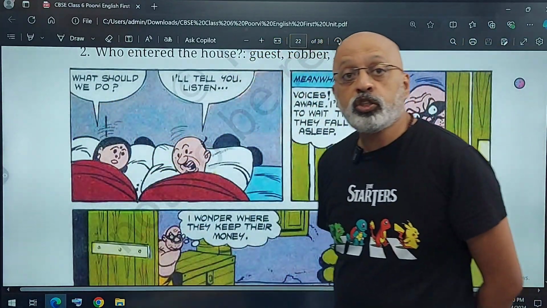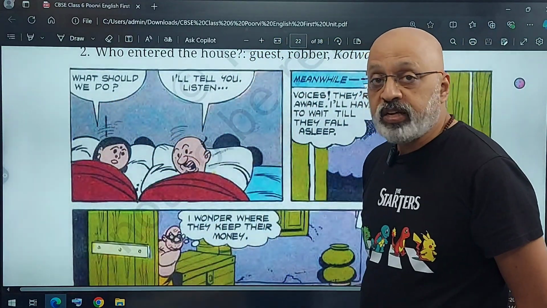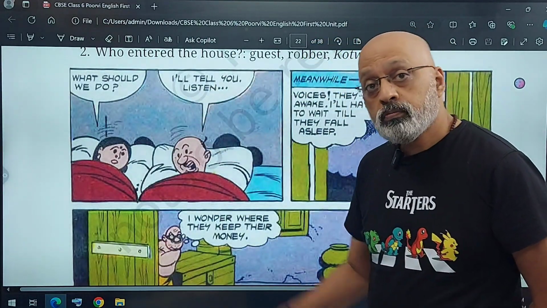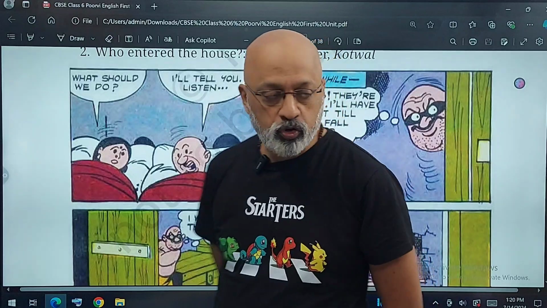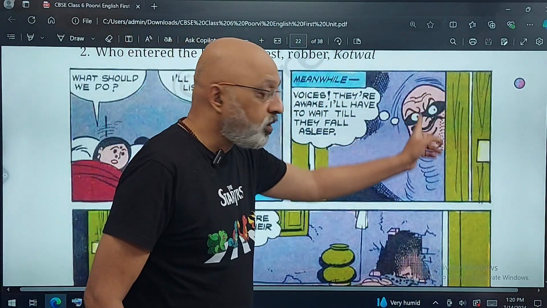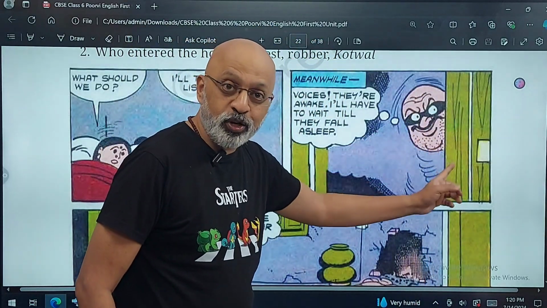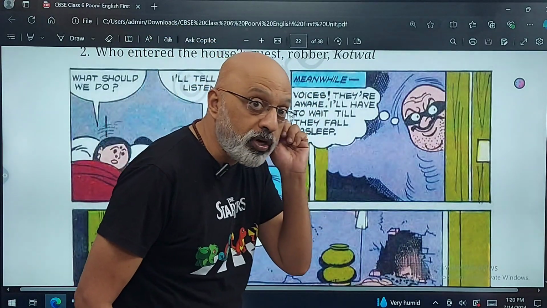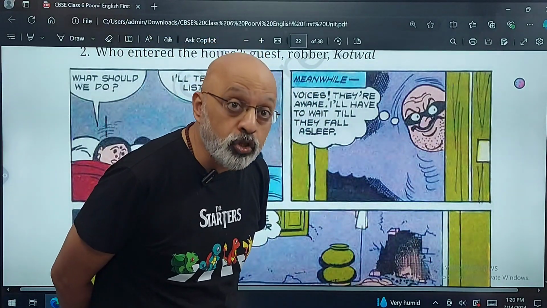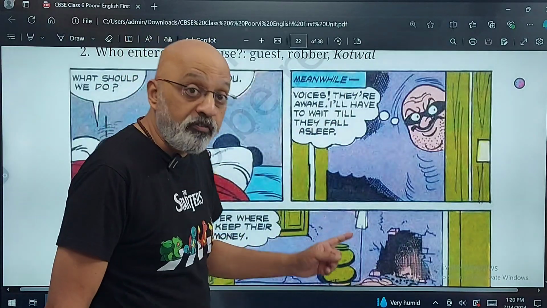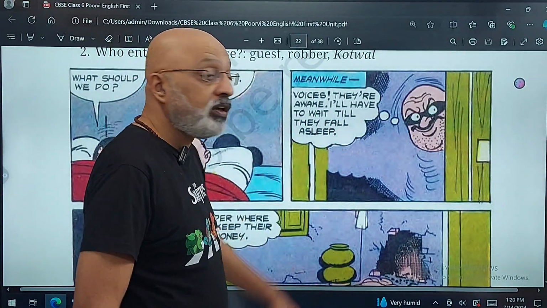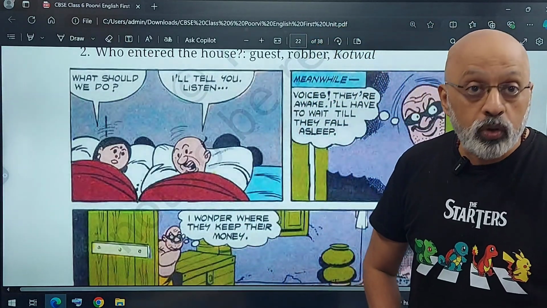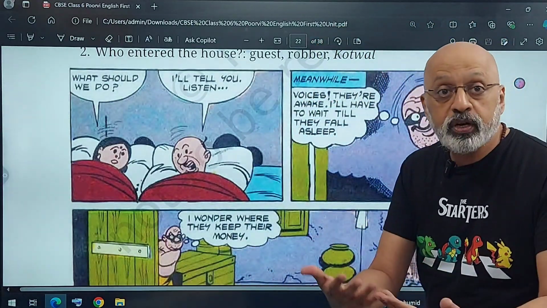The wife asks, what should we do? The husband says, now the husband is a clever and a smart guy. He says, I will tell you, मेरी बात सुनो, listen to me. So, the robber is looking like this. Look at how the robber has been illustrated. He says, voices, I can hear voices. That means the husband and wife are talking to each other. They are awake. I will have to wait till they fall asleep. Okay, I will wait till they fall asleep. Then it will be easier for me to commit a theft in the house.